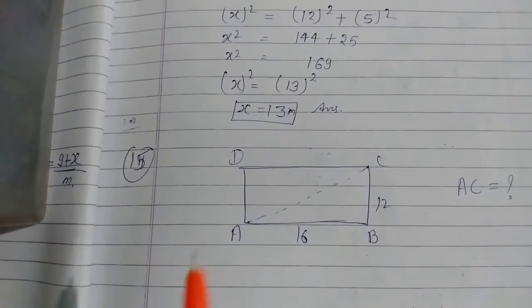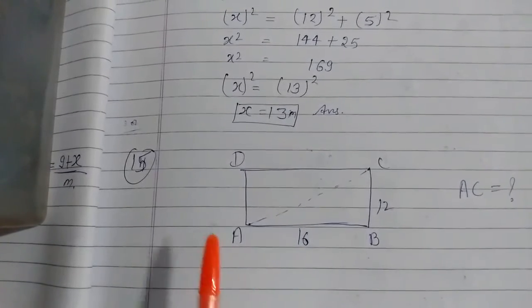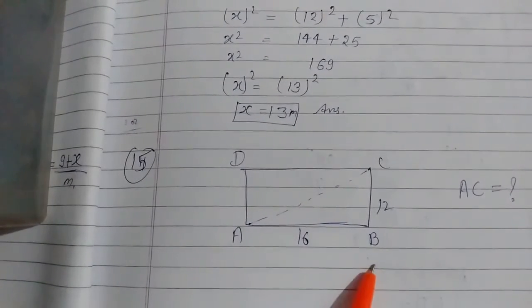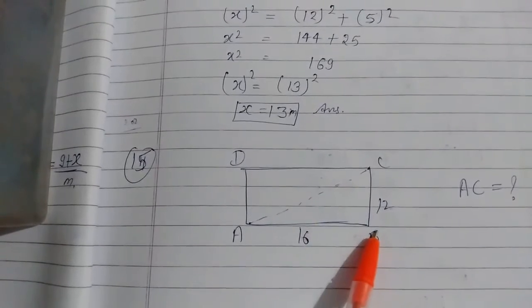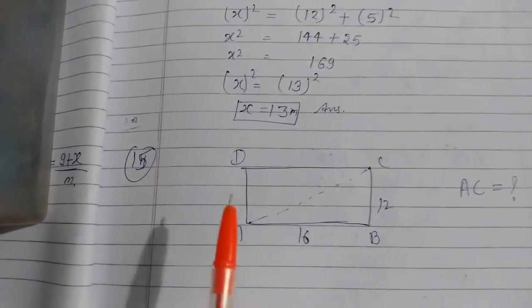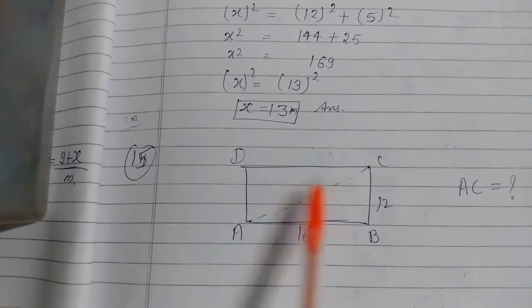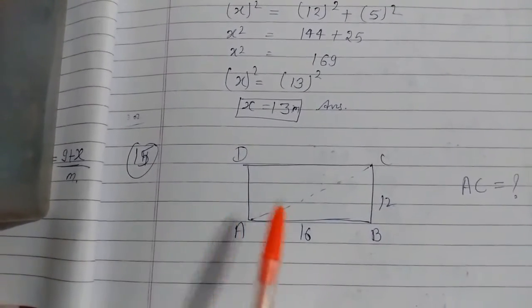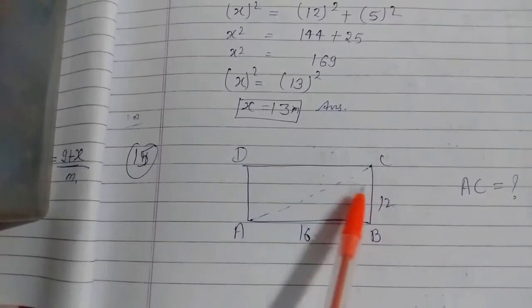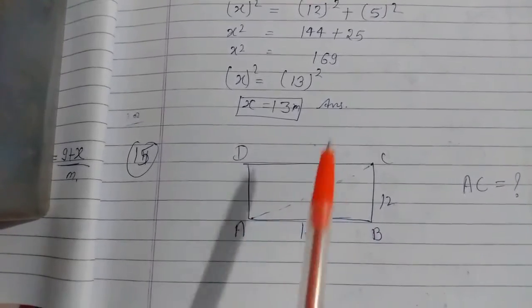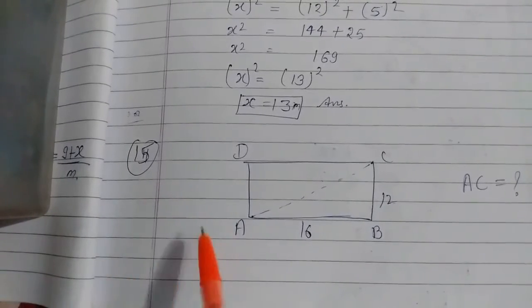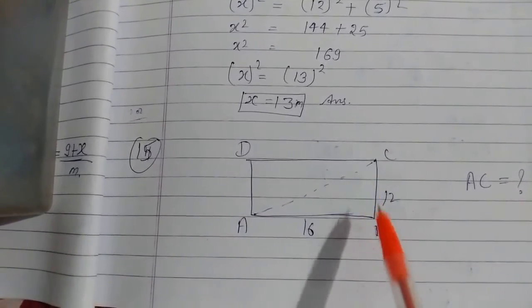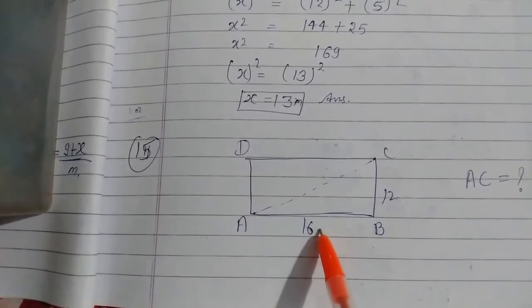This is question number 15, in which there is a rectangle whose length is 16 and width is 12, and they are asking the diagonal of the rectangle. So how will we solve it? Firstly, draw a diagram like this for question number 15. Length is 16, width is 12 meter.